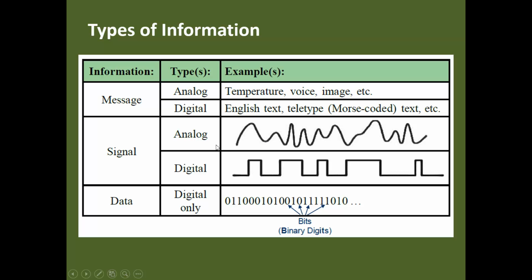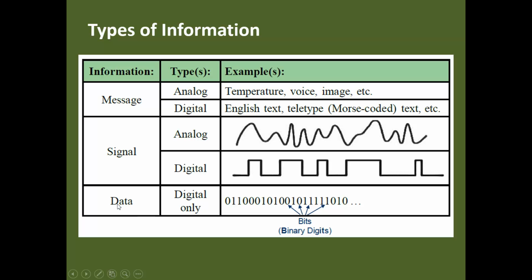Now the signal can be of two types, analog and digital. Analog is a continuous form of the signal, right? And digital can be represented with a waveform, right? And these can be bits 0, 1, and so on. And the bits can be represented using a waveform. So that we call a digital signal.